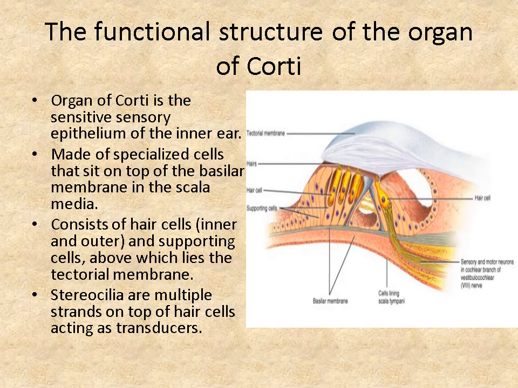We have previously mentioned the functional structure of the organ of Corti, which is the sensory epithelium of the inner ear responsible for hearing. Again, it sits on top of the basilar membrane. The organ of Corti is composed of inner hair cells, outer hair cells, supporting cells, and the tectorial membrane. On top of the hair cells, we find the stereocilia that are attached to the tectorial membrane.